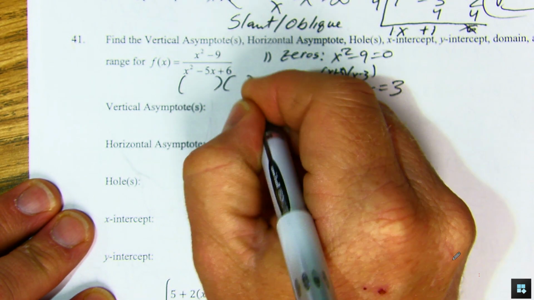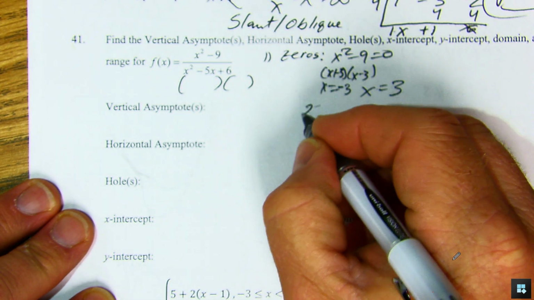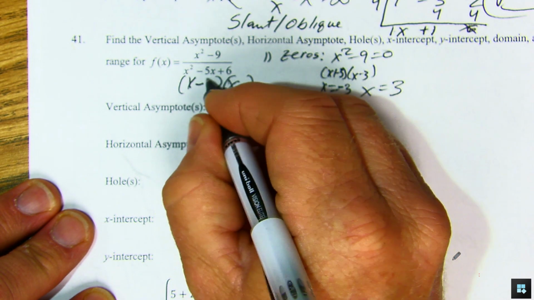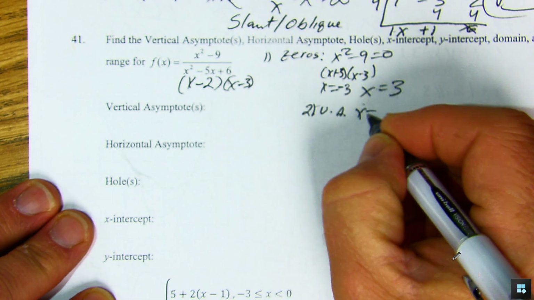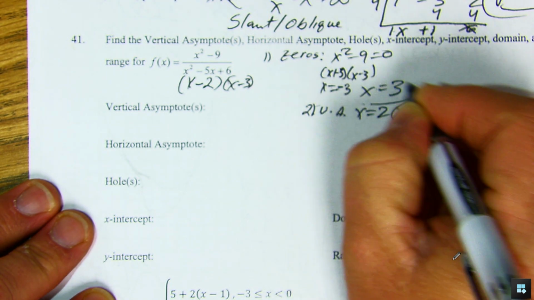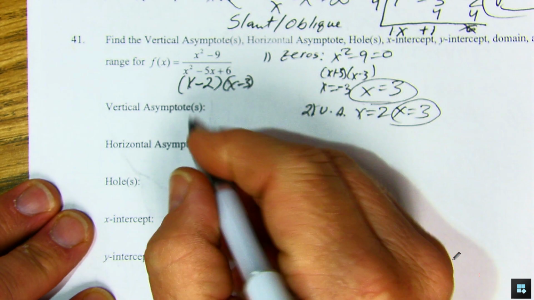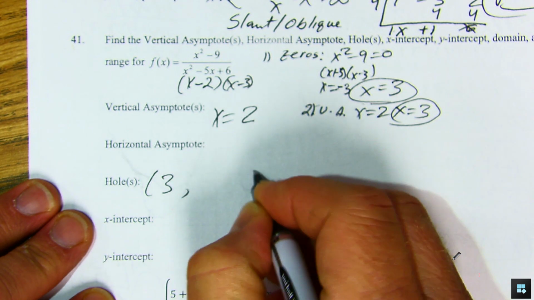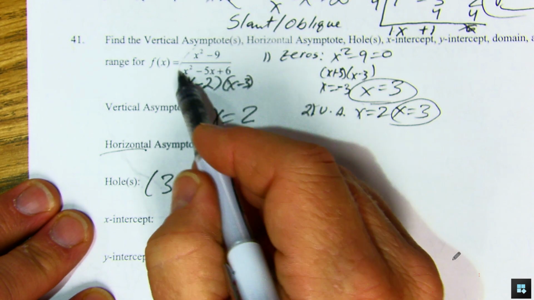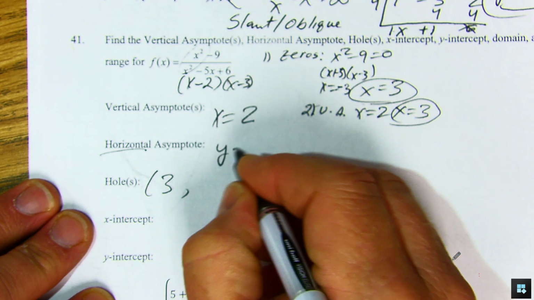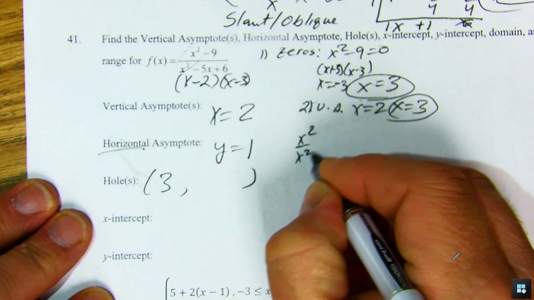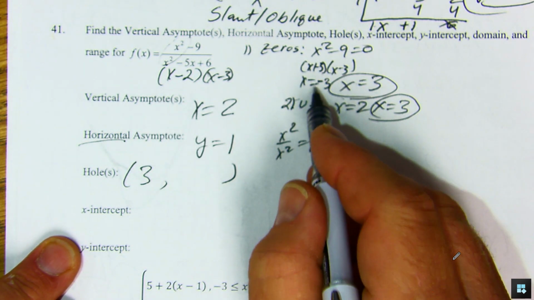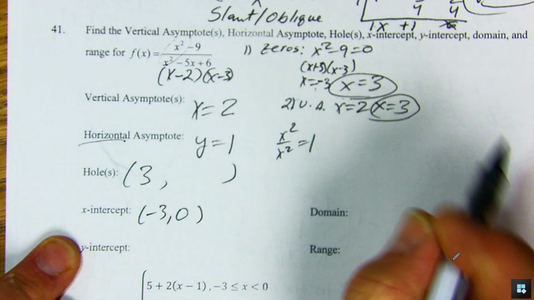Denominator for the vertical asymptotes, I would get x minus 2, x minus 3. So I get x equals 2 and x equals 3. So right there, I can see I'm going to have a problem. So I have a vertical asymptote at 2. I'm going to have a hole at 3. The horizontal asymptote is going to be x squared over x squared, which is just going to 1, because x squared over x squared divides to 1. The x-intercepts, I now only have one x-intercept at negative 3, 0. The other one's a hole at 3.